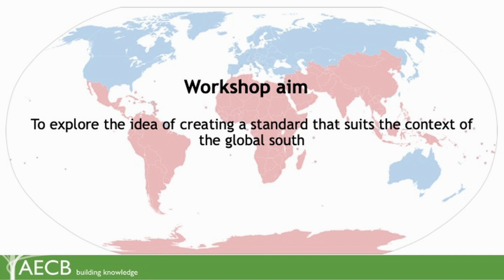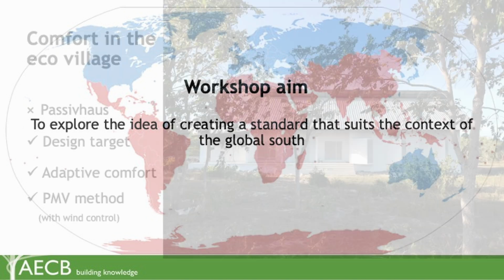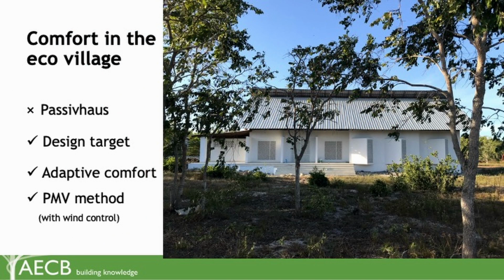In the first workshop, we talked about this project, the eco-village in Tanzania, and we measured our performance over 4 metrics. We did not make it to the passive house standard of 10% overheating over 25 degrees, but we did meet our own design target of not exceeding 28 degrees as much as possible, the adaptive comfort, and the PMV method when we implemented wind control.